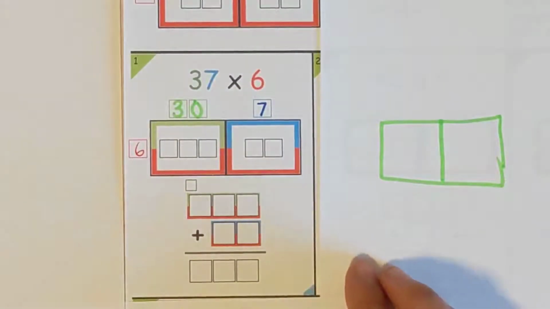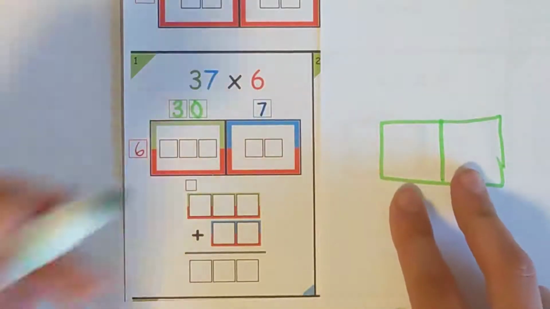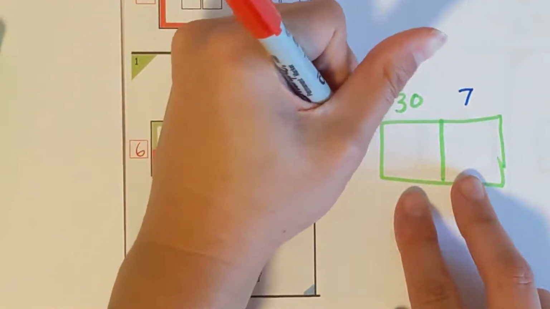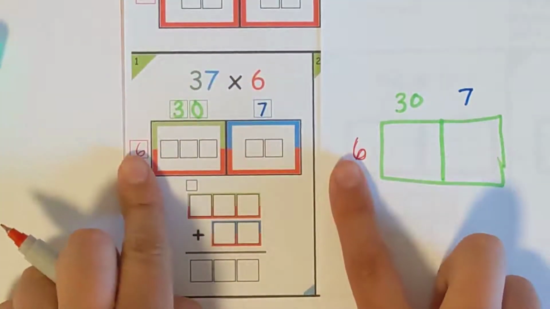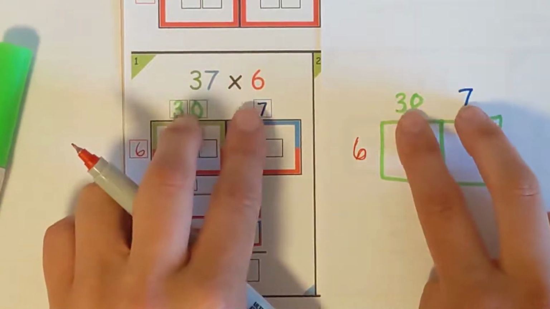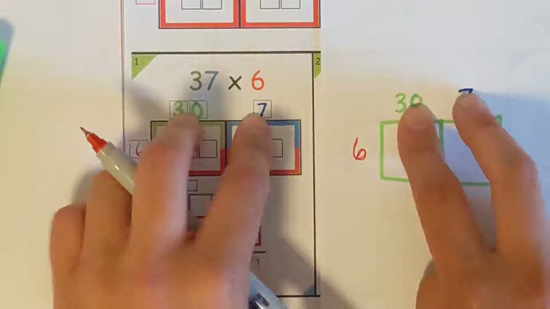Okay. And then if you were drawing your own again, here's what that would look like. You would just write 37 times 6. The reason the 6 is over here is because it is on the other team. But the 30 and the 7 are the same team. They're next to each other.